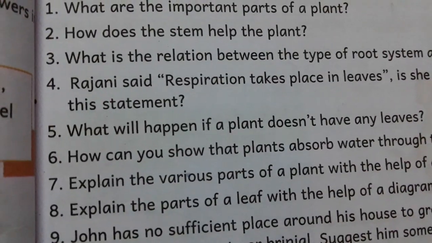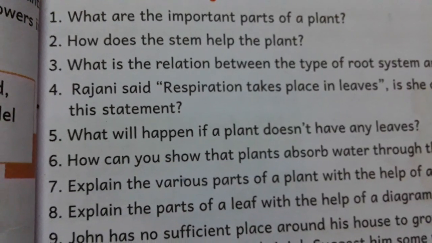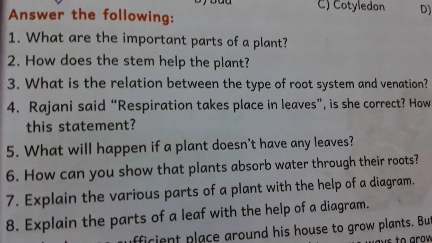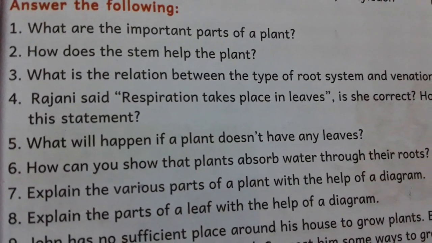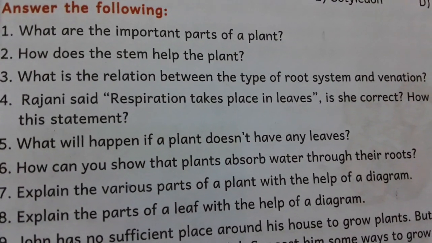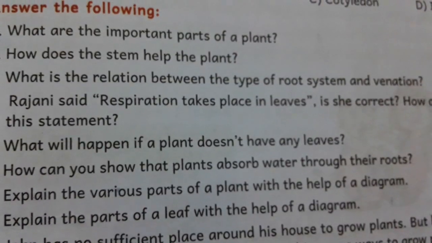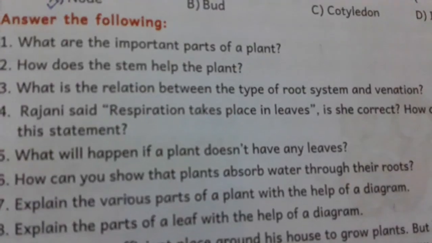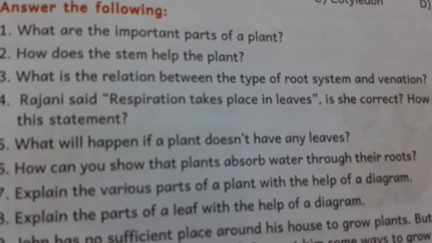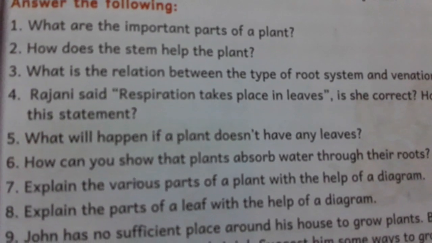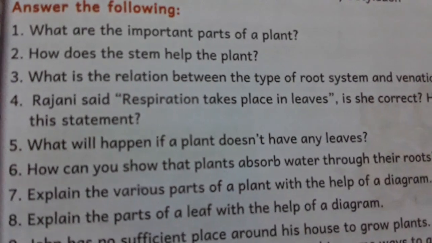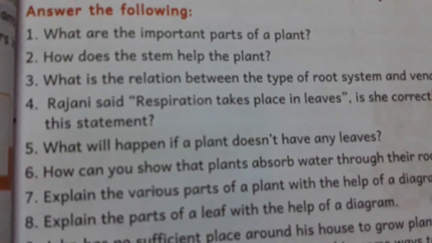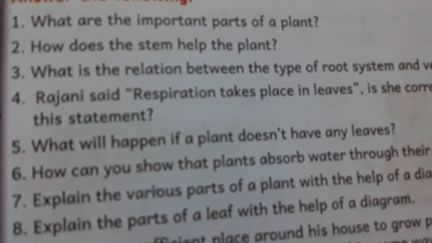And coming to the third one, what is the relationship between the type of root system and venation? Is there any relation? Yes, there is. So, if the venation is reticulate venation, automatically that root system is taproot system. If the venation is parallel venation, the root system is fibrous root system. So, this is the relationship between the types of root system and venation.